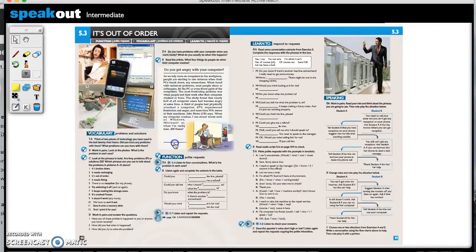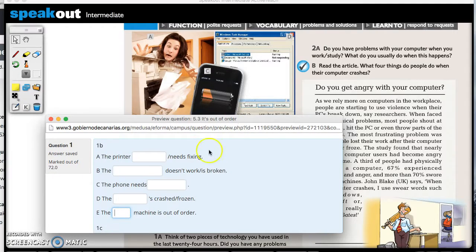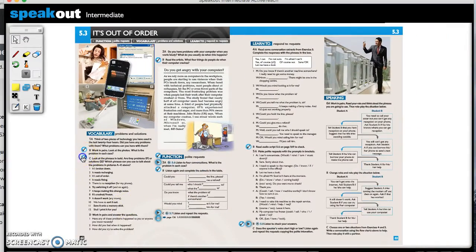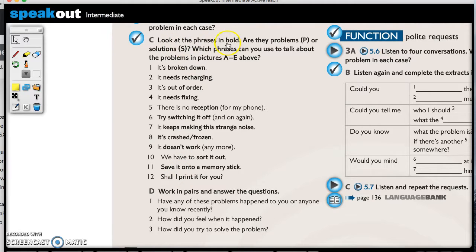You will have a fill in the gaps activity in the platform. So you have 4 cases here. And in the platform, this is what you will see. In each of the gaps, you will have to put 1 or 2 words. In activity 1C, you have to look at the phrases in bold.